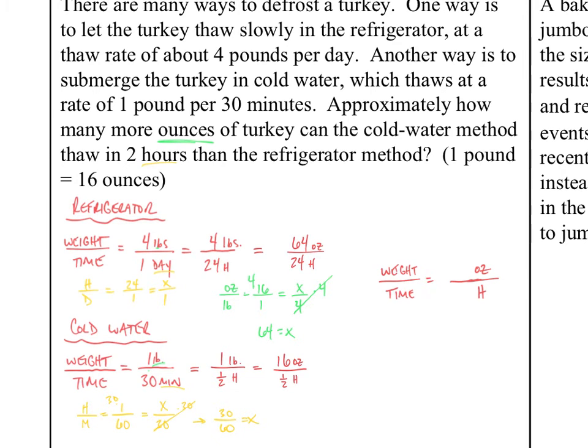Okay, now we're really close. The only thing is, we want to know how many more ounces of turkey the cold water method can thaw in 2 hours, so there is one more conversion we have to do. We not only need these to be in ounces per hour, but we need it to be in ounces per 2 hours. So one final conversion for each of these.